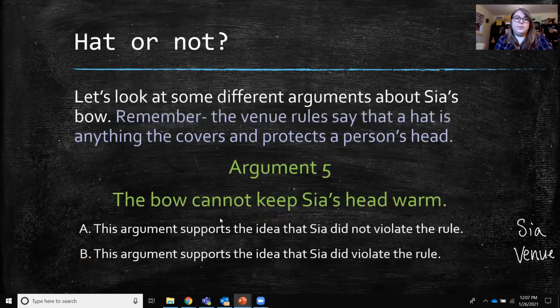Okay, so here's my last argument. The bow cannot keep Sia's head warm. If it can't keep her head warm, I don't think it really counts as protecting her head from the cold. So this is something that I think Sia's team would make.